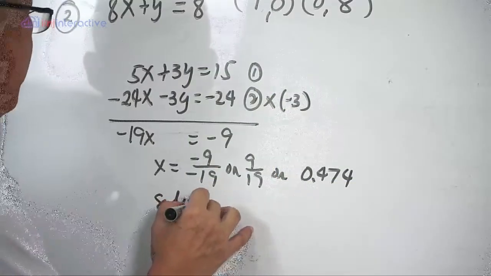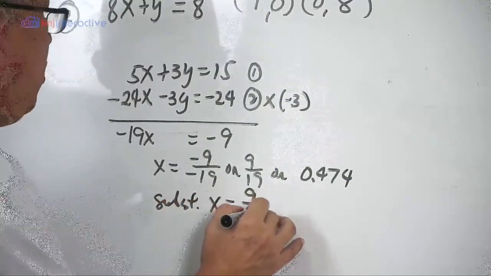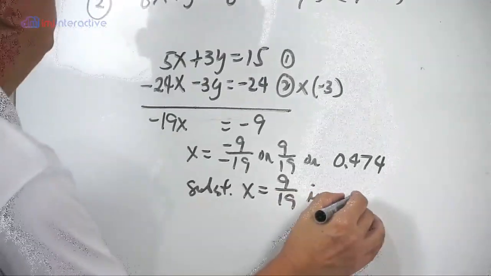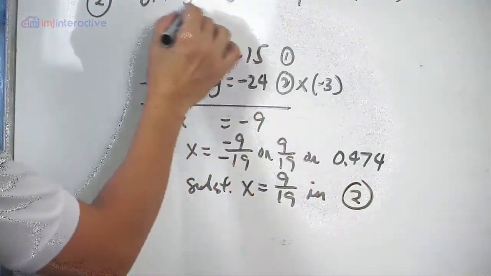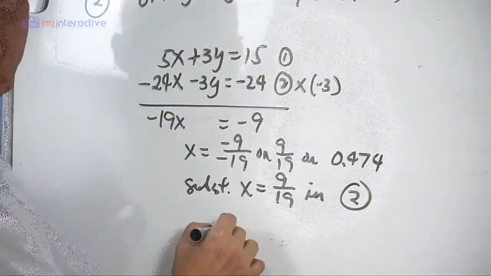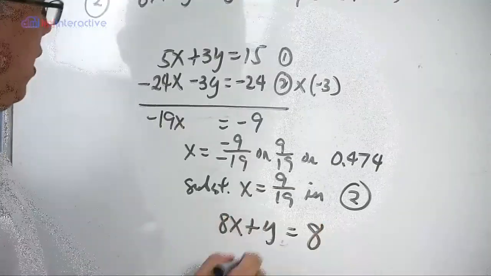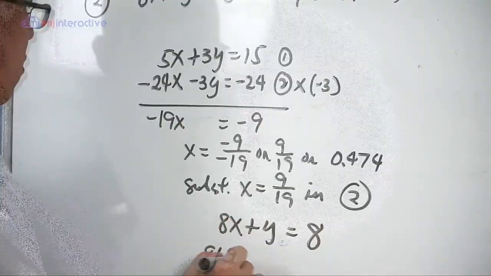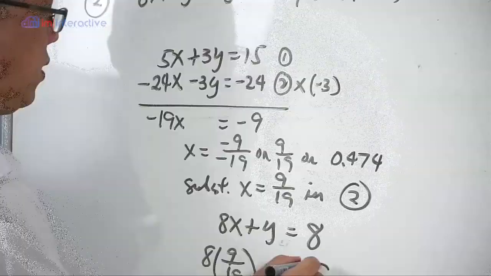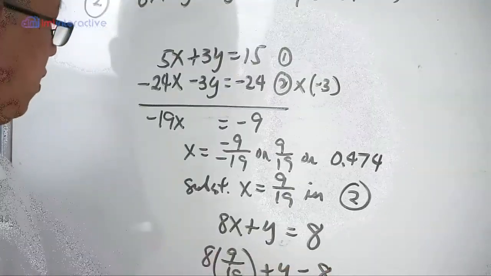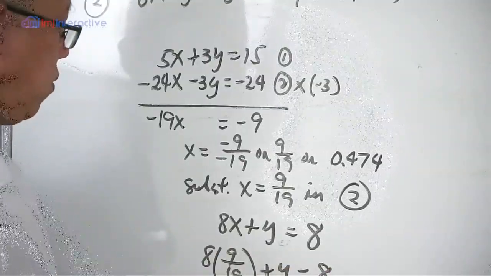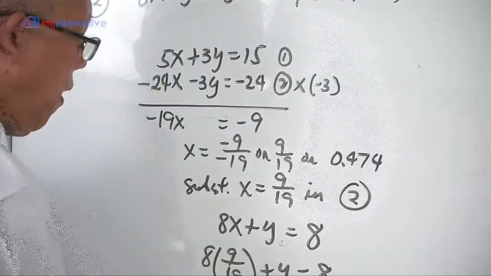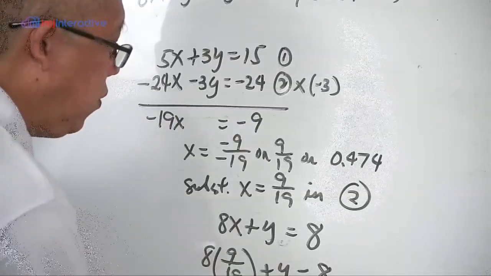So substitute x equals 9 over 19 into equation 2. This is easier to solve for y. So 8x plus y equals 8. So 8 times 9 over 19 plus y equals 8. So 8 times 9 is 72 over 19 plus y equals 8. So y equals 8 minus 72 over 19.